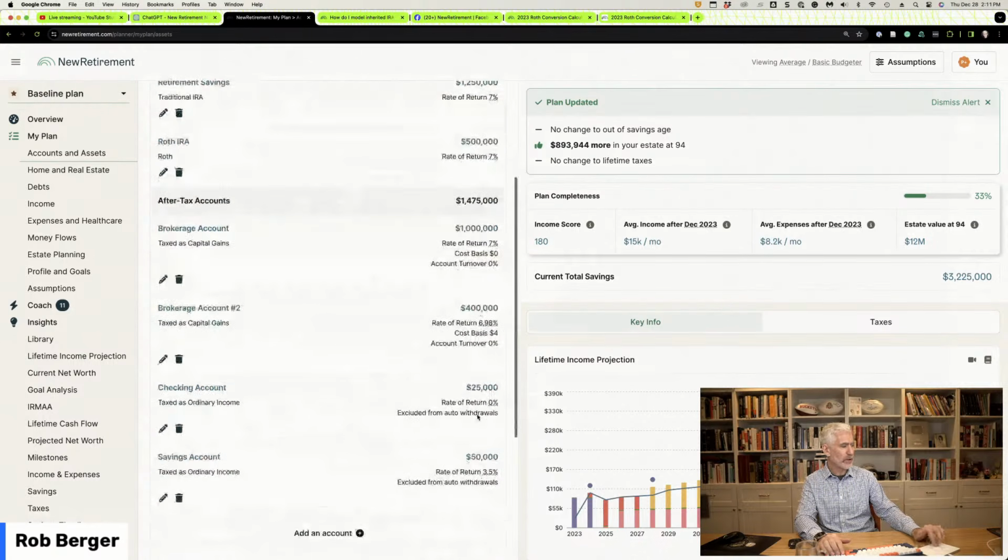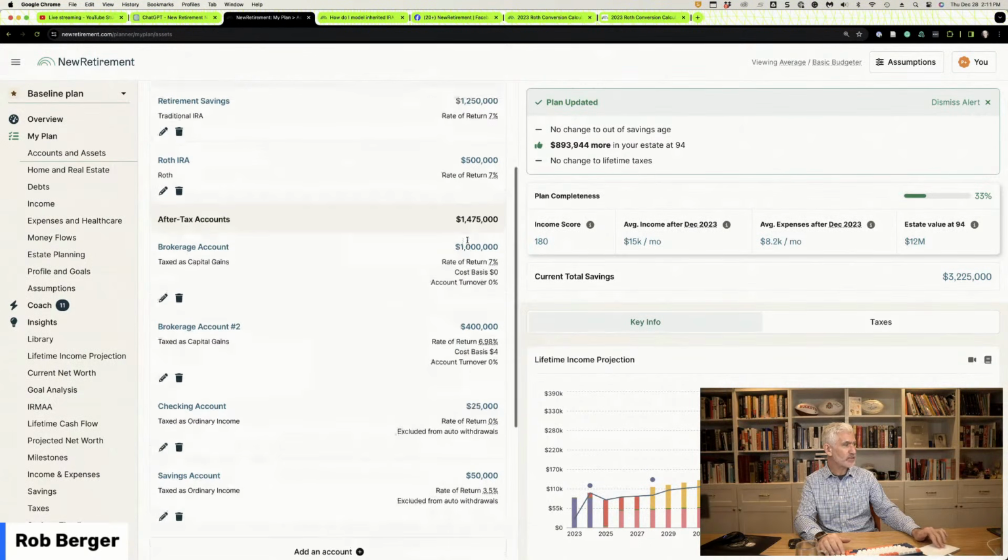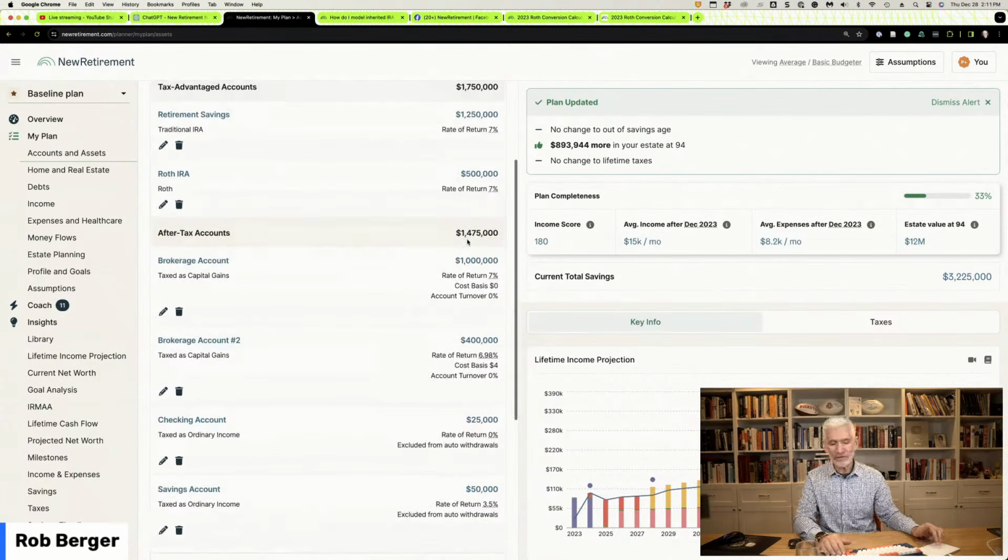So it'll be checking first at 0%. Savings account will be next at 3. Oh no, savings account excluded. So that's out. Then it'll be the 400 grand at 6.98 and the 100 grand at 7%. So that's one way to affect the default behavior, right?